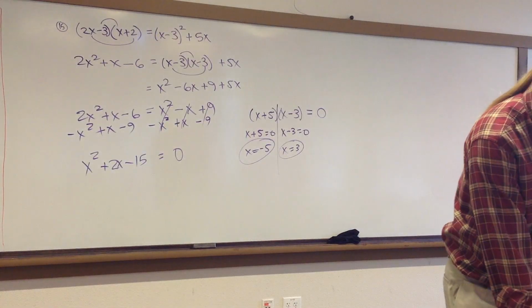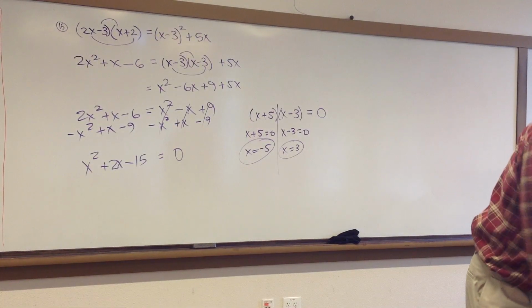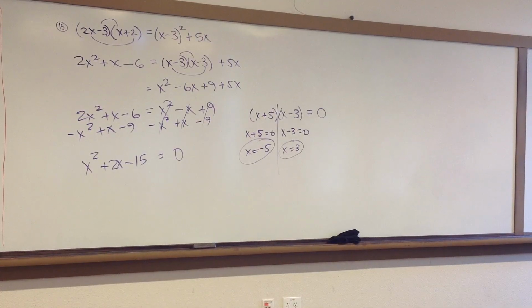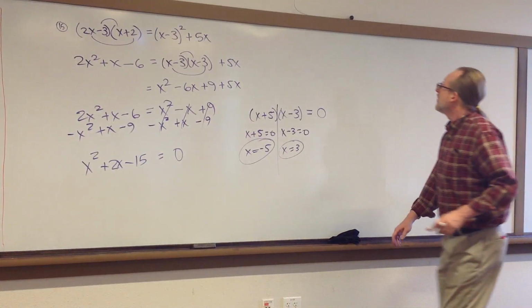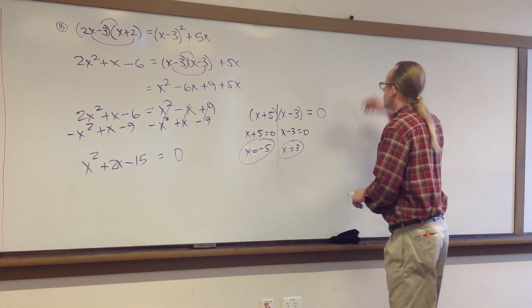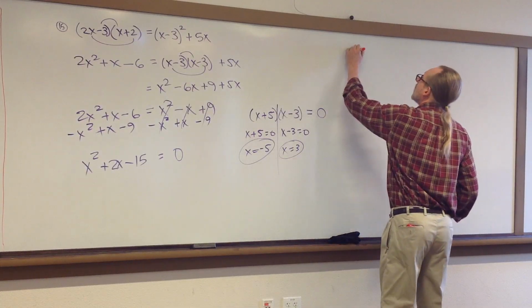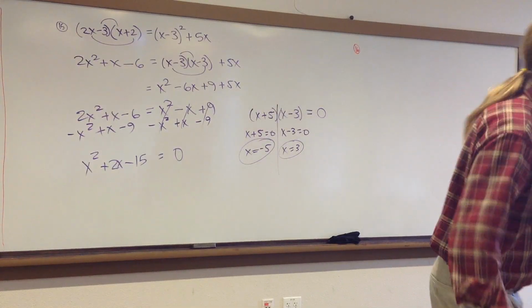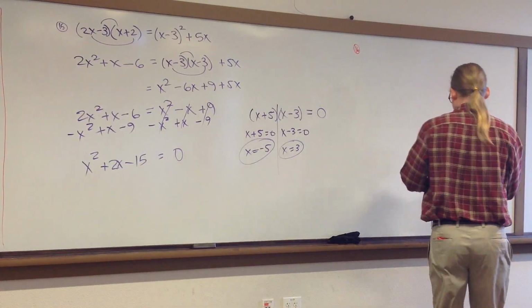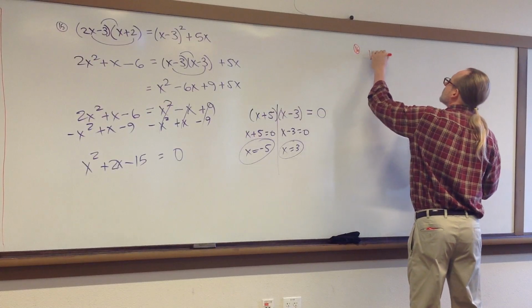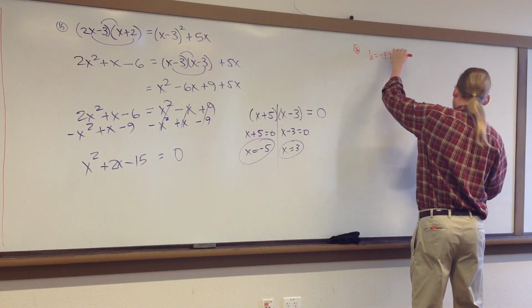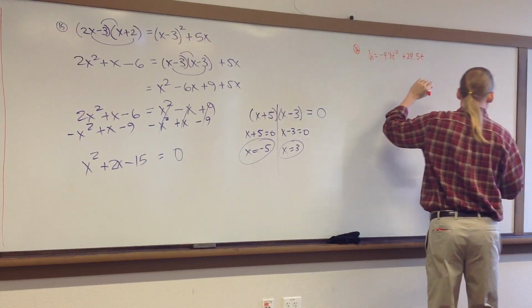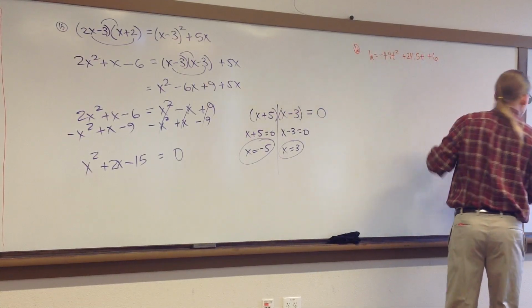All right, let's see here. Problem 16. We've got a toy rocket problem. Let's see, I think I've got enough room right here to do this one. So 16, we've got this equation, h is negative 4.9 t squared plus 24.5 t plus 6.